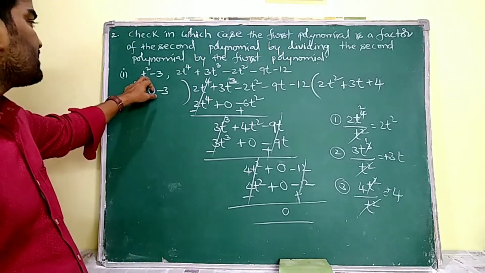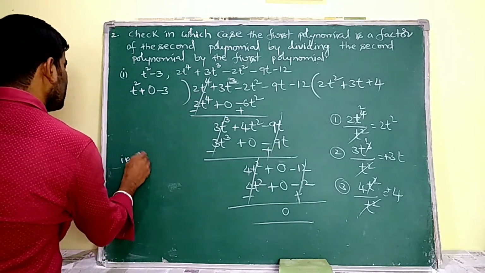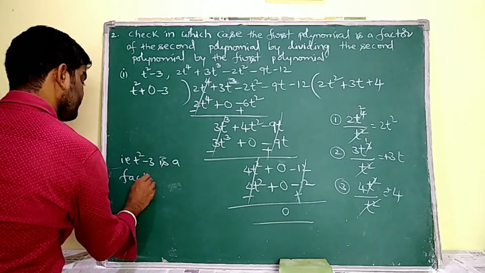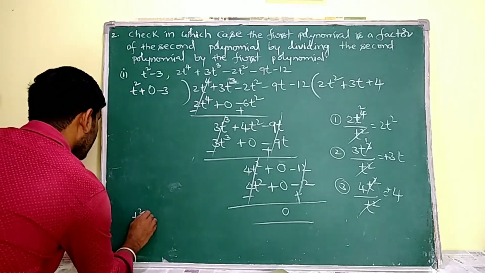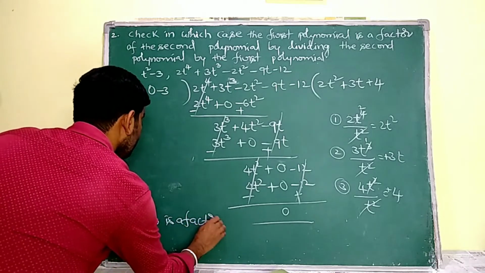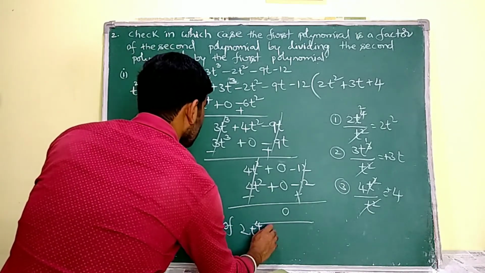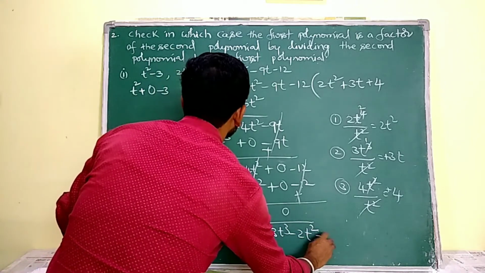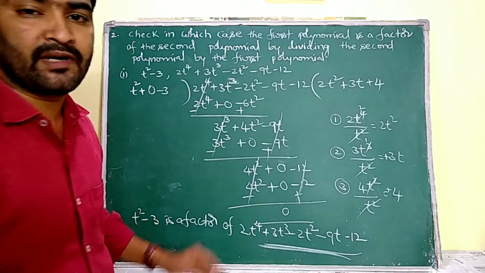So the first polynomial is a factor of the second. So I have to write, that is t square minus 3 is a factor of, here I am going to write it at the bottom. t square minus 3 is a factor of 2t power of 4 plus 3t cube minus 2t square minus 9t minus 12. Okay na? Similarly we have to do the remaining two problems.